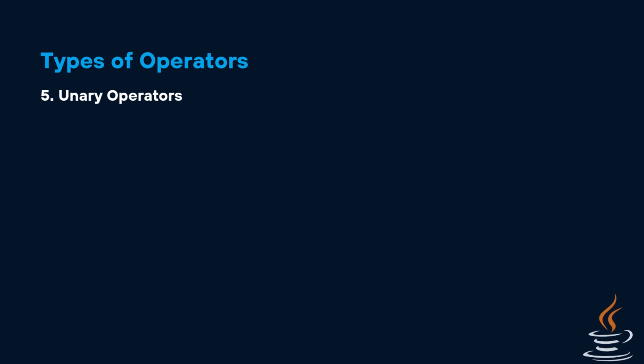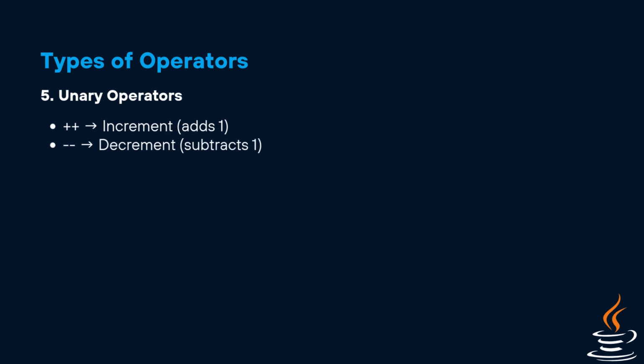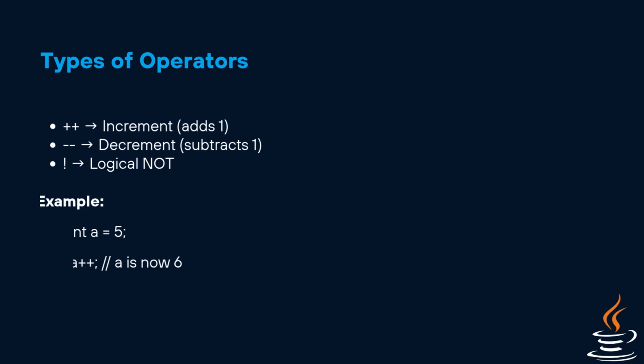Next up are unary operators. Unary operators work on a single value. Example: increment adds 1, decrement subtracts 1, and logical NOT. Example, int a = 5, a++, a is now 6 because of the increment sign.